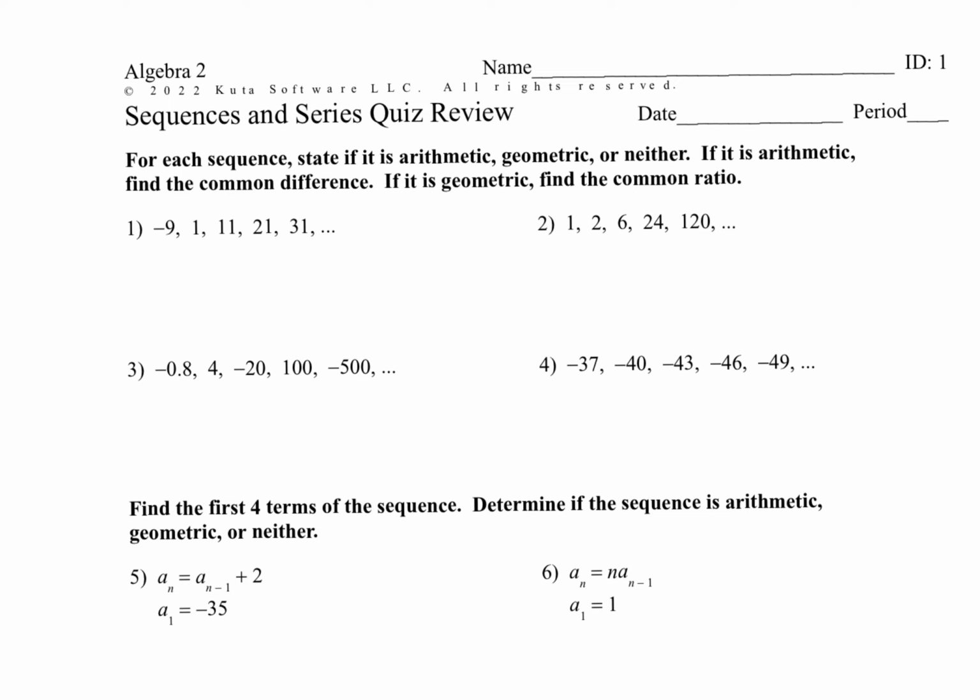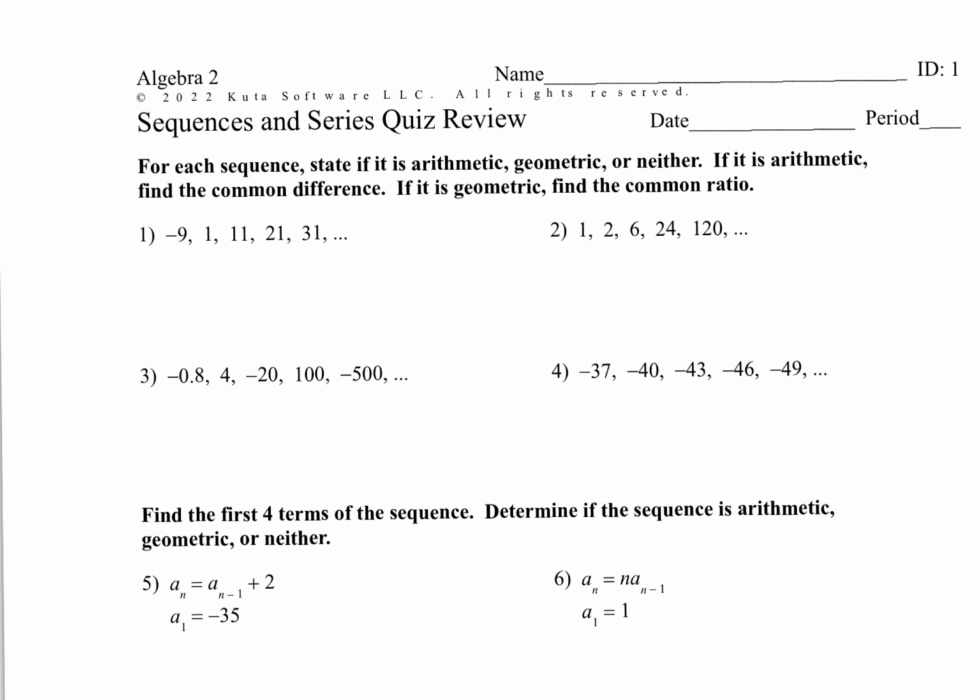So I always like to do arithmetic first, and I kind of start to pick the easiest numbers. So 1 plus 10 is 11. 11 plus 10 is 21. So it looks like we're adding, so that makes it arithmetic. And then we have a common difference of 10.